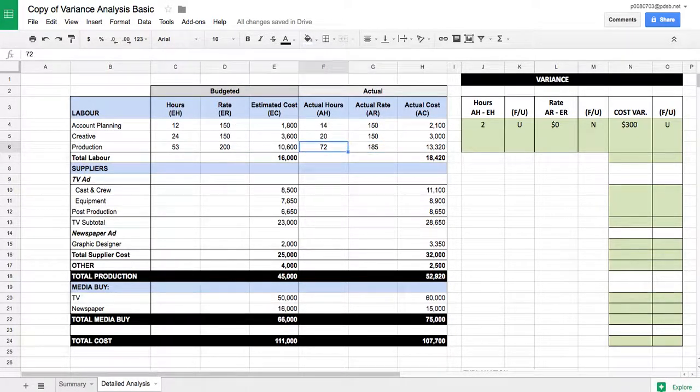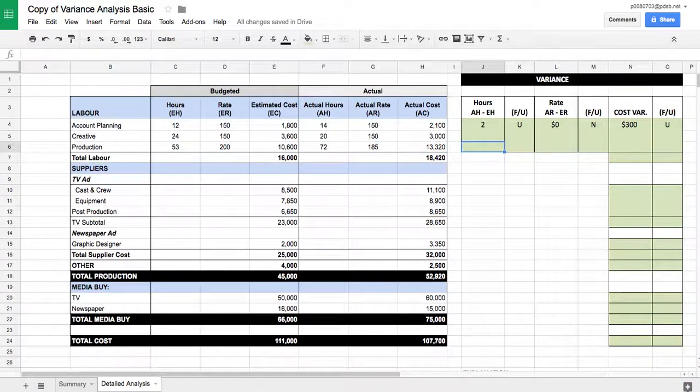So the next one, just look at it closely. Our hours are different, but our rate is also different. So think about it in this sense. It's funny because our estimated cost is lower than our actual, so we did go over. The question is why? Well, look at the hours. Our hours went over, but our rate went down. Okay, so we want to look at how much did each of these two components cost us.